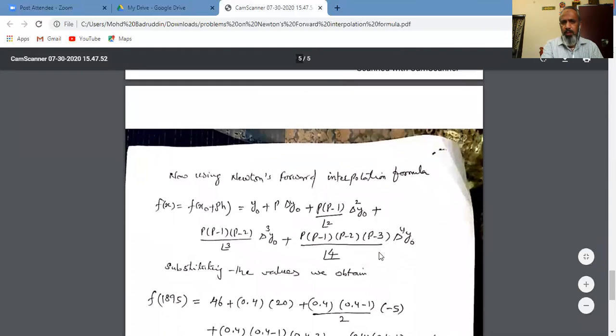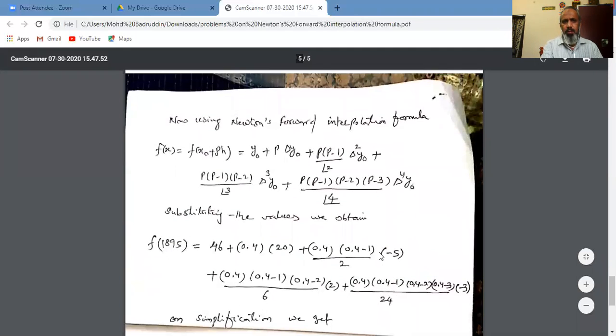Now using Newton's forward interpolation formula. So what is Newton's forward interpolation formula? F of x, that is f of x naught plus ph, is equal to y0 plus p into delta y0 plus p into p minus 1 by factorial 2 del square y0 plus and so on. We are using the formula up to the fourth forward difference, because the fifth forward difference we don't know. Now substituting the values of y0, delta y0, del square y0, del cube y0, del 4 y0, and the value of p in the formula, we can determine the polynomial.